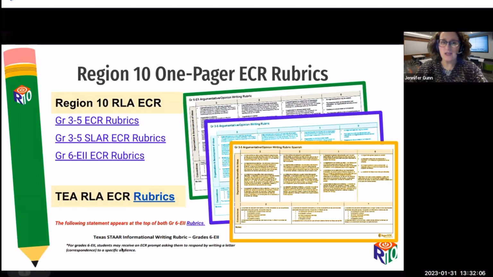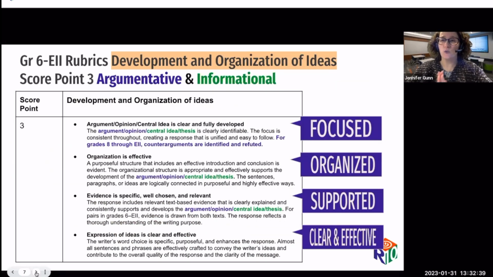You will note that students in grade 6 through English 2 EOC may see a prompt asking them to respond by writing a letter, a correspondence prompt. But that correspondence writing task would still be scored by either the informational or argumentative rubric, depending on which the task most aligns with.